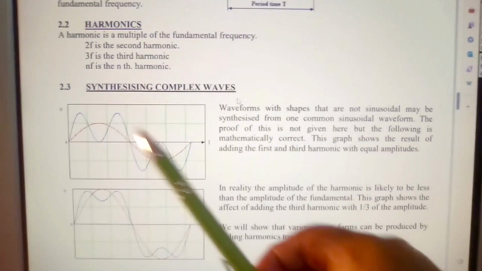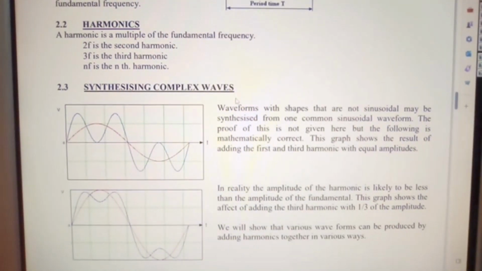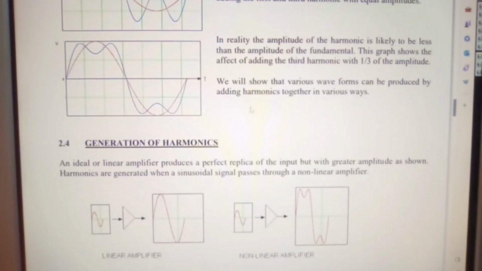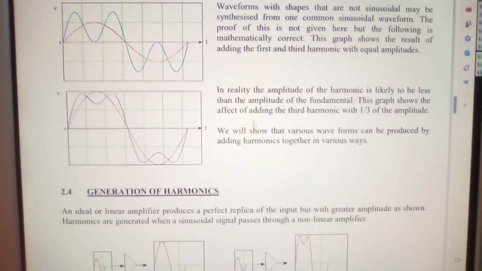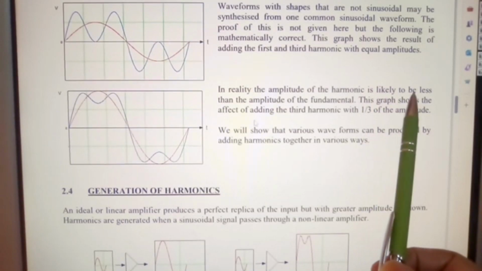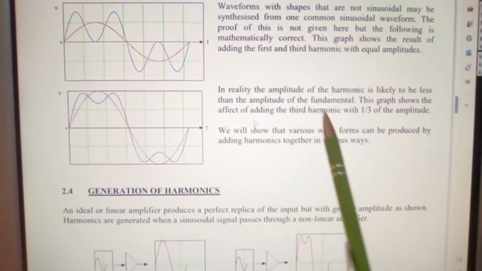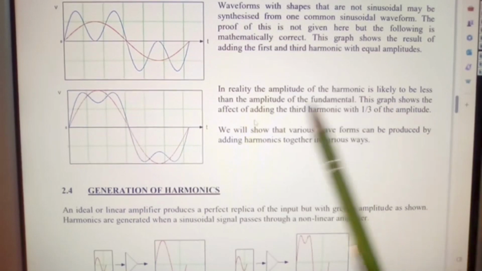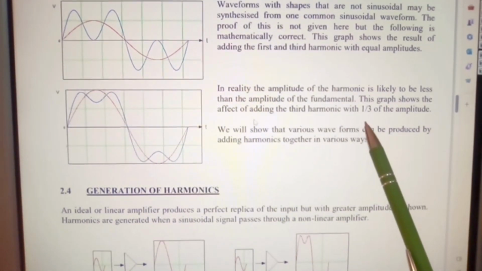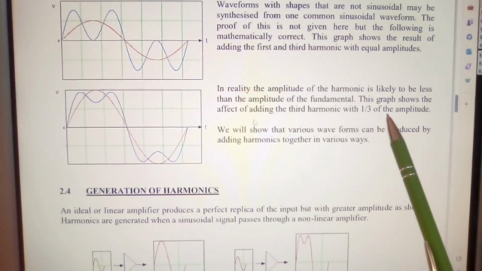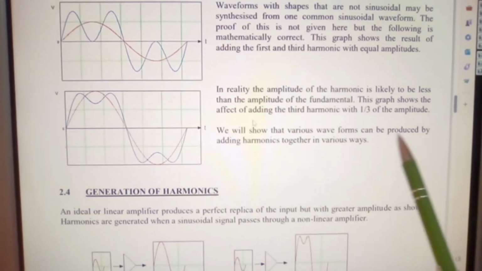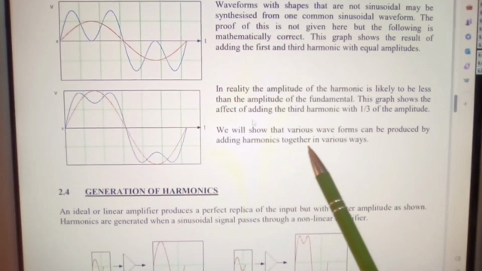And here's where we are, okay? We're just beginning to create our harmonic situation. But in reality, the amplitude of the harmonic is likely to be less than the amplitude of the fundamental. This graph shows the effect of adding the third harmonic with a third of the amplitude. We will show that various waveforms can be produced by adding harmonics together in various ways.